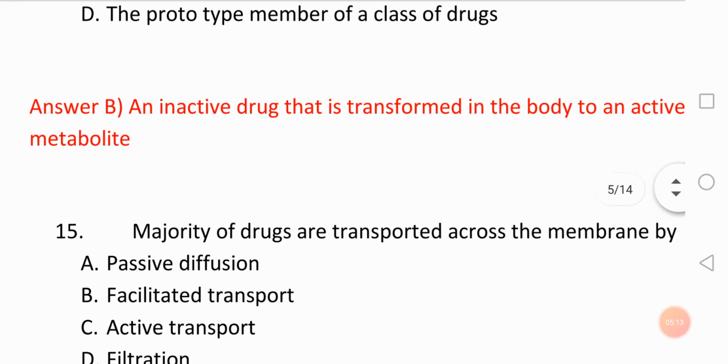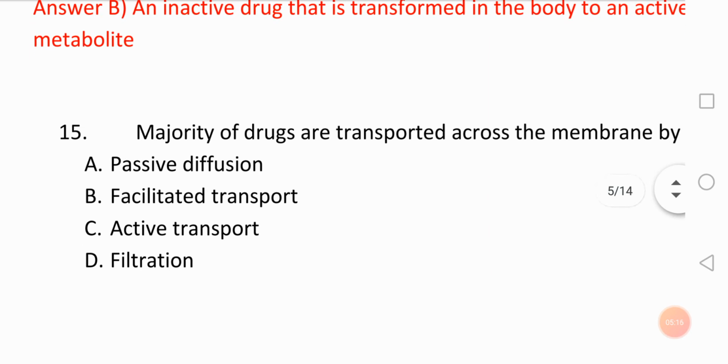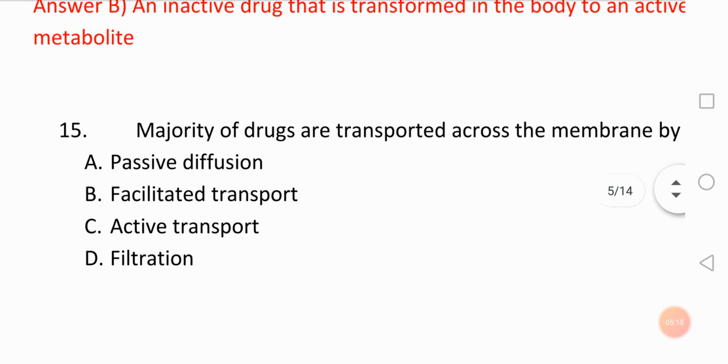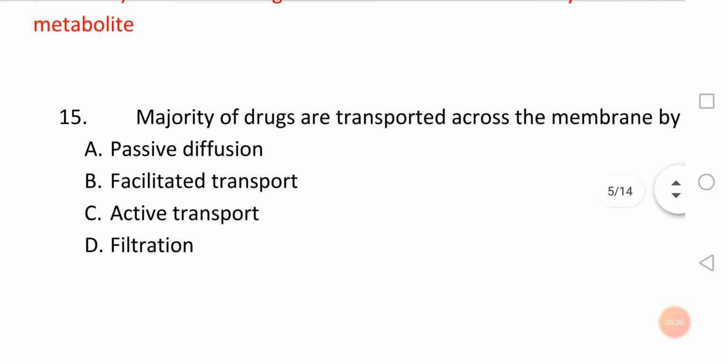15th question, majority of drugs are transported across the membrane by: A part, passive diffusion, B, facilitated transport, C, active transport, D, filtration. And the answer is A part, passive diffusion.